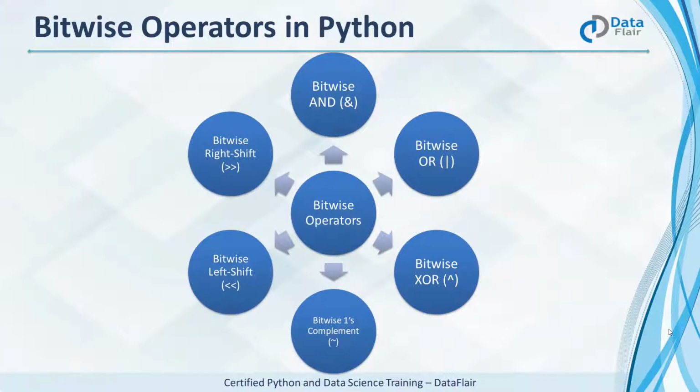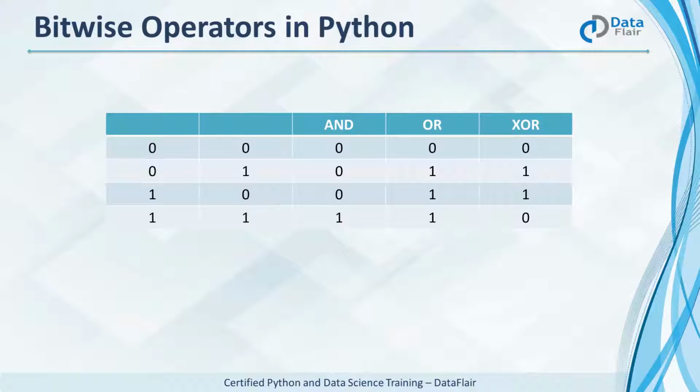We have 6 types of bitwise operators in Python. These are AND, OR, XOR, ones complement, left shift, and right shift. Let's see how the first 3 operate. AND, OR, and XOR are binary operators. They work on 2 operands at a time. The AND logic says 0 and 0 is 0. 0 and 1 is 0. 1 and 0 is 0, but 1 and 1 is 1. So by this logic, the AND operator gives us a 1 only if the bit is 1 for both the operands.